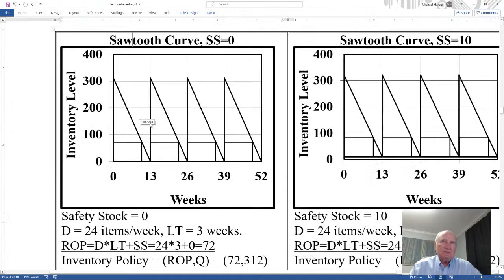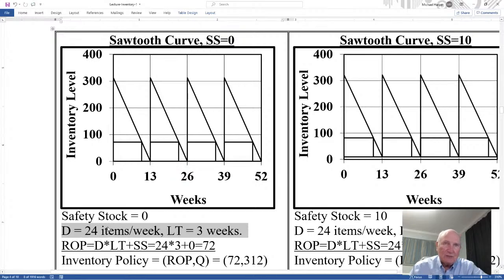Let's make this bigger so we can, there we go. Okay, again, just to illustrate what's happening here, here's 13. My lead time is 3 weeks here. My demand rate is 24 items a week. So right here at week 13, my inventory is 0. If I come back 1 week to week 12, my inventory is going to be 24.